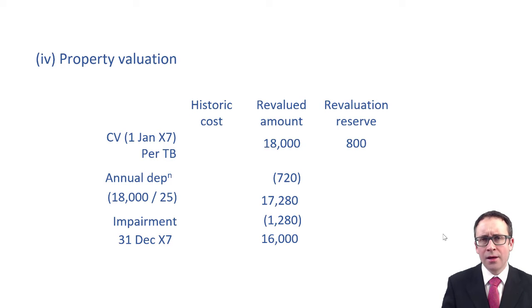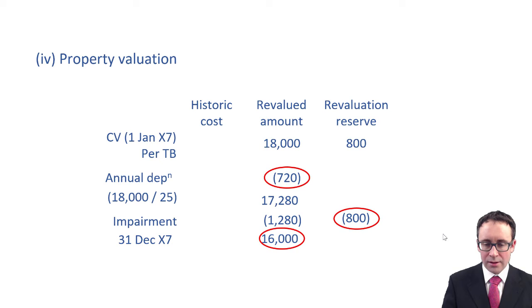That 1,280, 800 of it is going to go to the revaluation reserve. The remainder, the 480, goes to profit or loss. So I've got three figures I need to process. The 720, which you should get. I should also have highlighted the 17,280. Oh no, careful. The 16, which is the value at the end of the year. And then that revaluation reserve, the reduction in it.